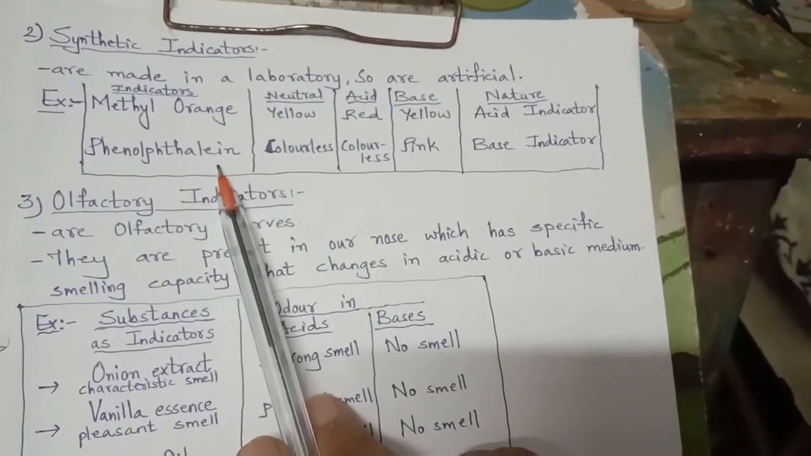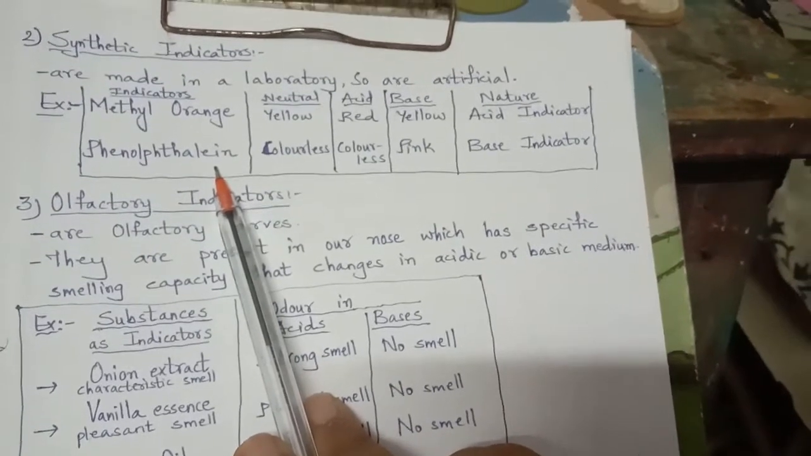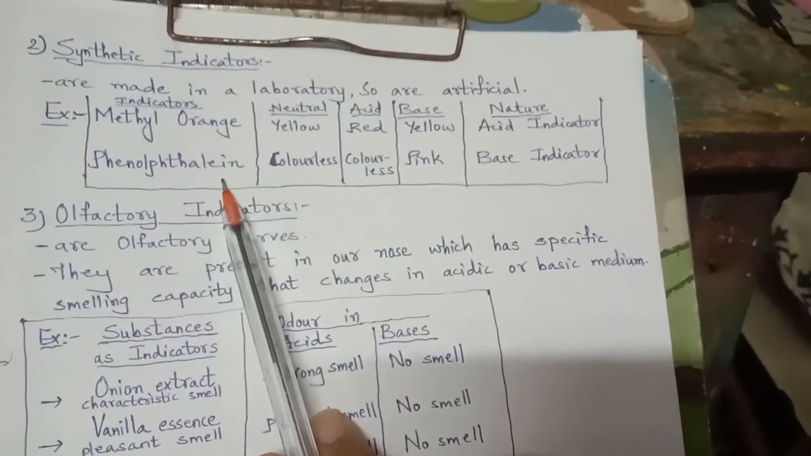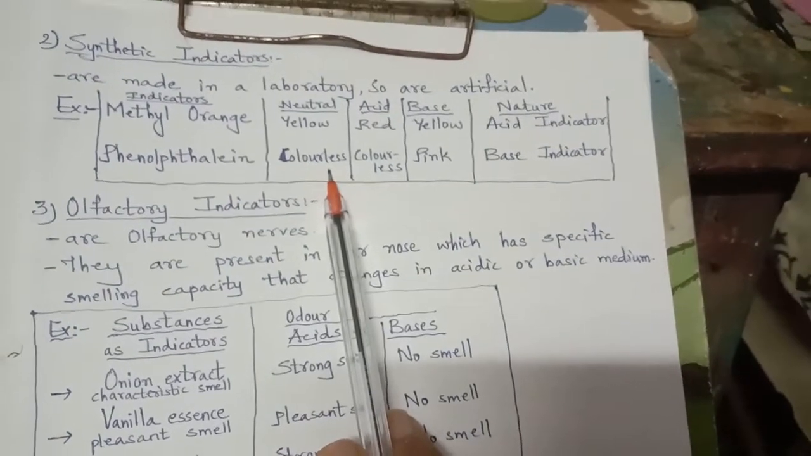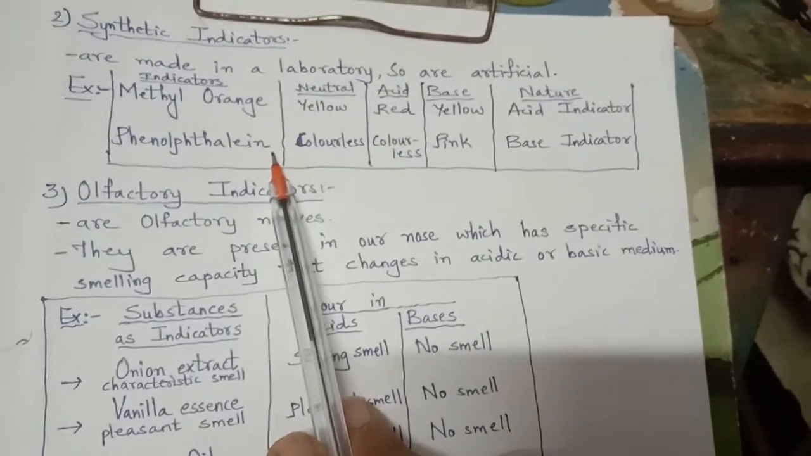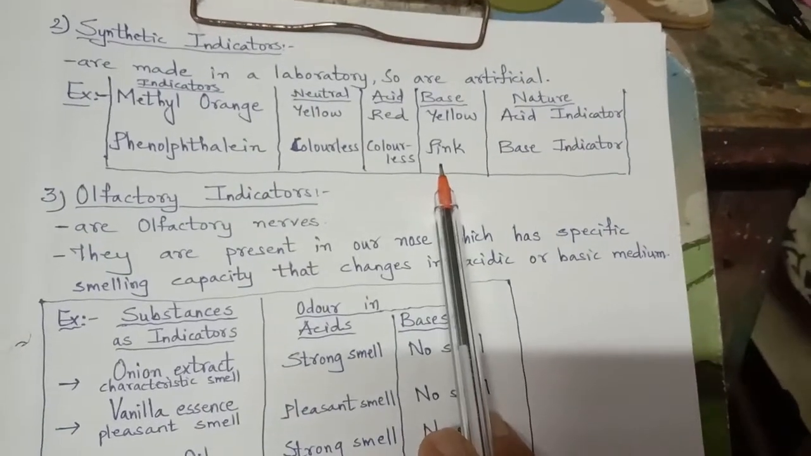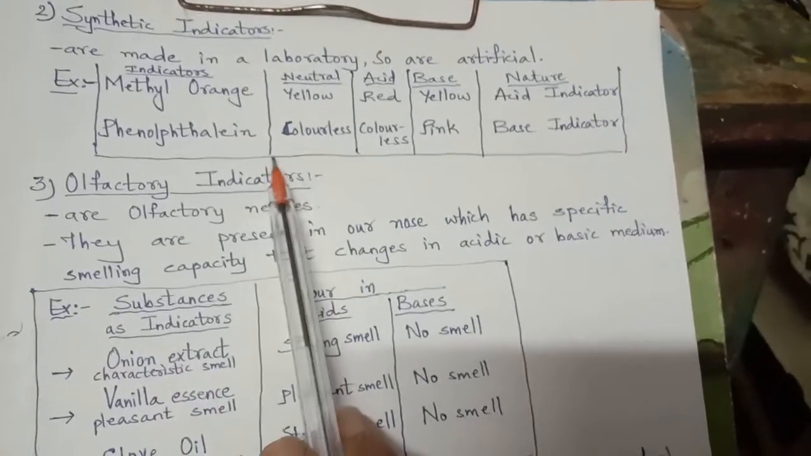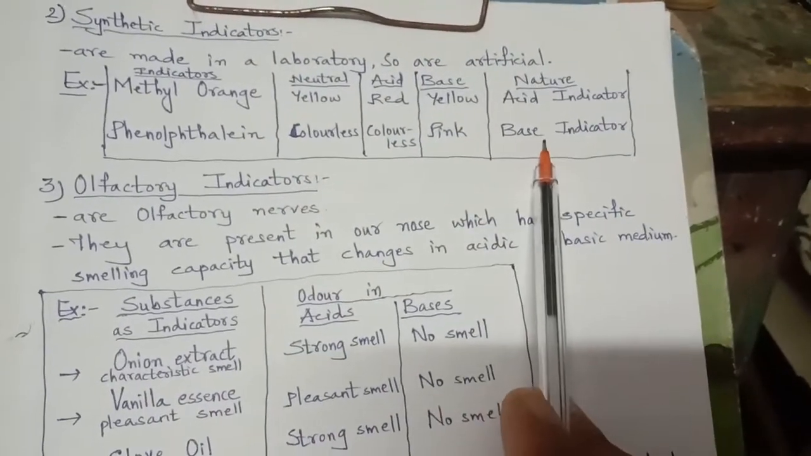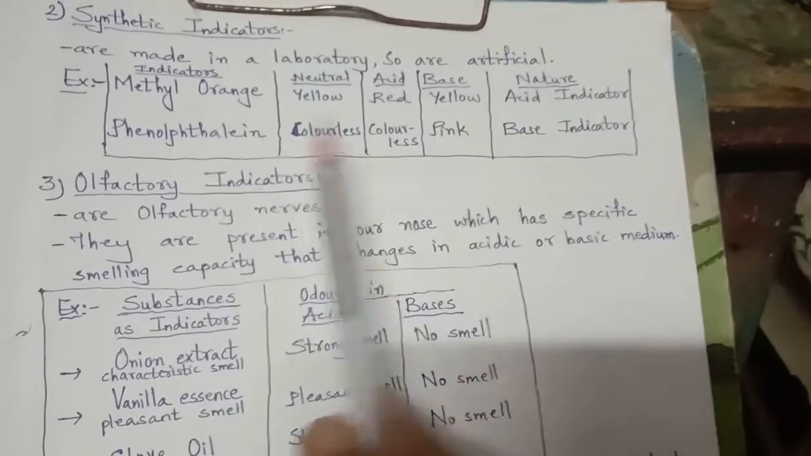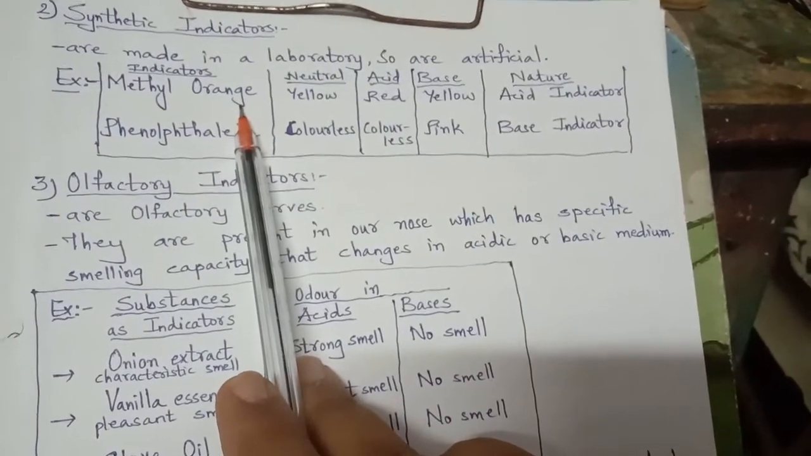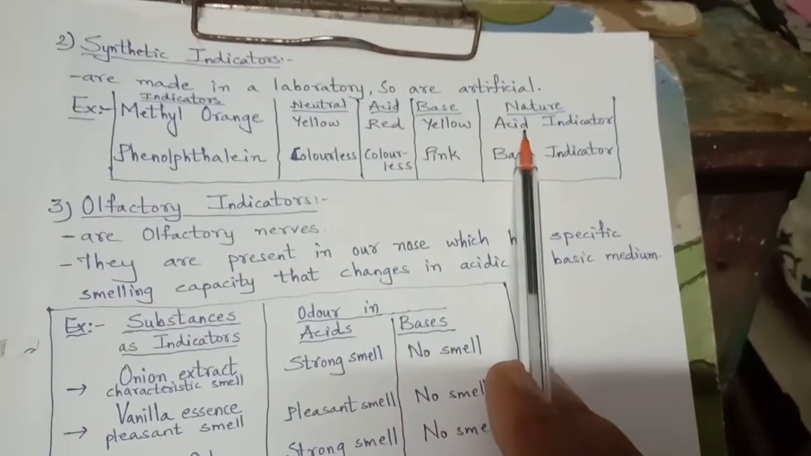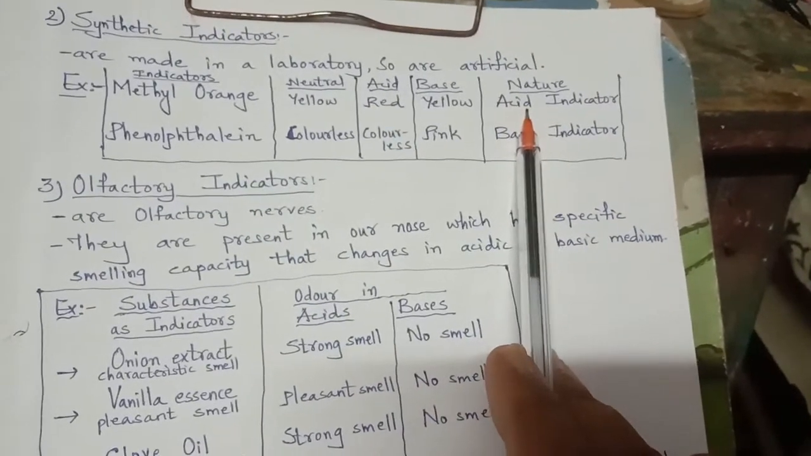In the same way, if 2-3 drops of phenolphthalein are added to any solution whose nature we don't know, and it remains pink, then it is understood that the solution is base. It is pink in color, it remains pink, so it is a base indicator. And methyl orange is a little reddish orange, so in acid it remains reddish orange, red color. That is why it is showing acid indicator.